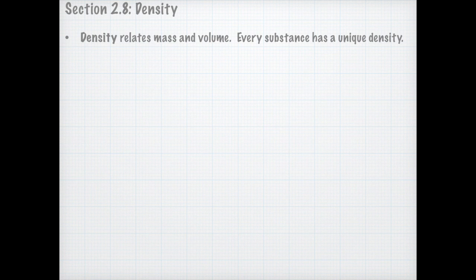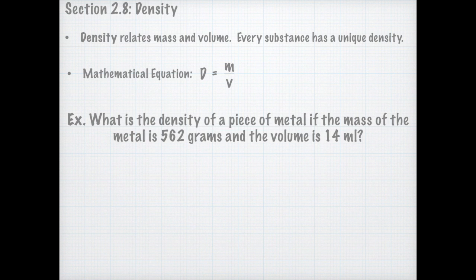The last concept for this lesson is density. Now, density helps us to relate mass and volume, and the important thing about density is that it can be used to identify substances because every substance has a unique density. So the mathematical equation for density is density equals mass divided by volume. So let's look at an example really quickly.